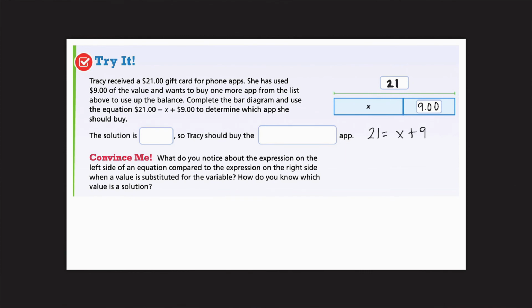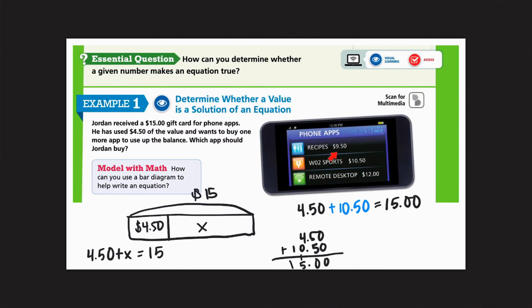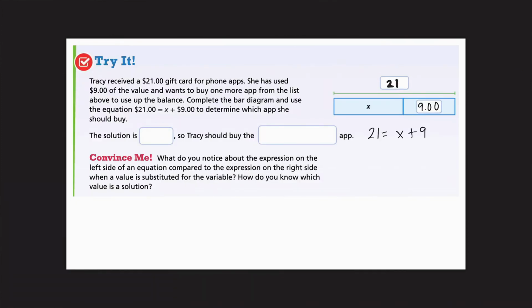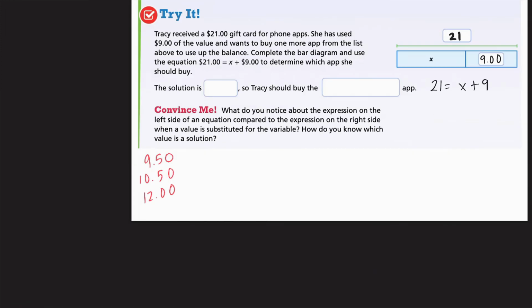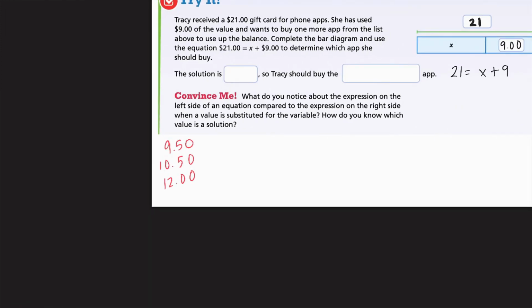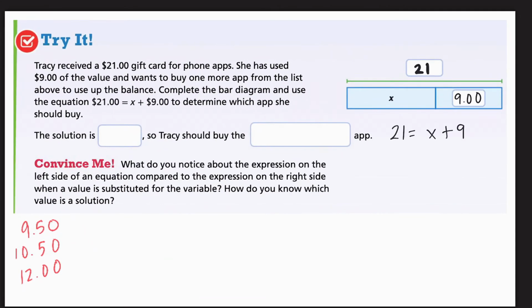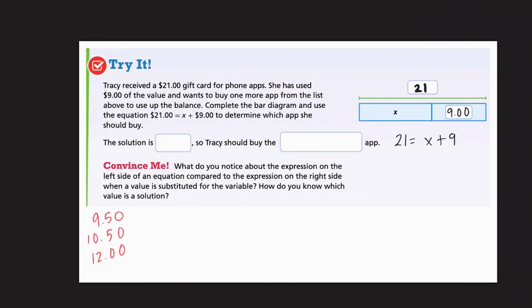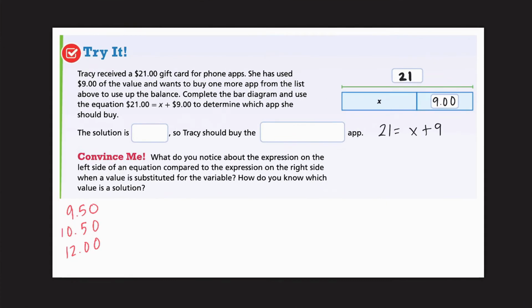So looking at our last problem, you can see here we have 9.50, 10.50, or 12. So let's write that down. We have 9.50, 10.50, or $12. Okay, we already used, sorry, I'm messing up my whole deal over here. Okay, we've already used the $10 one, but remember, we're trying to make 21 total.